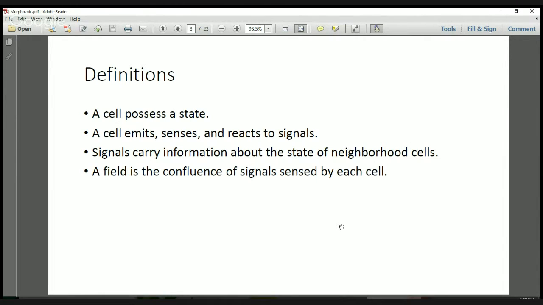So, some definitions. A cell, this is a typical cellular automaton concept, possesses a state, which we will also call a type in this project. A cell will be able to emit, sense, and react to signals from other cells. So signals will carry information about the state of neighborhood cells. A field is a confluence of signals sensed by each cell.